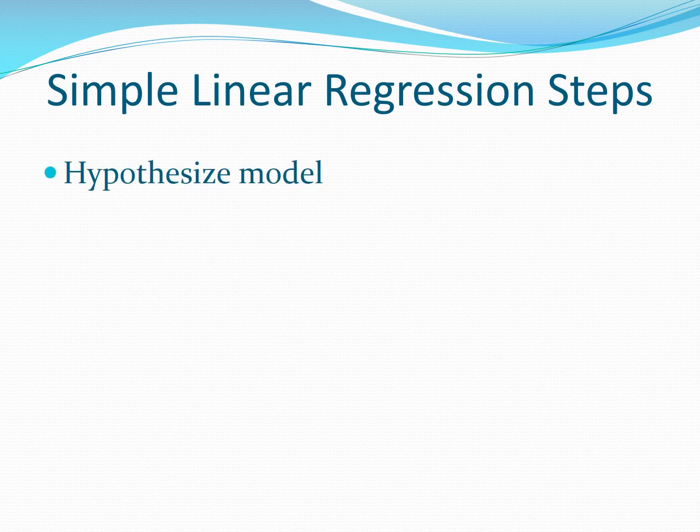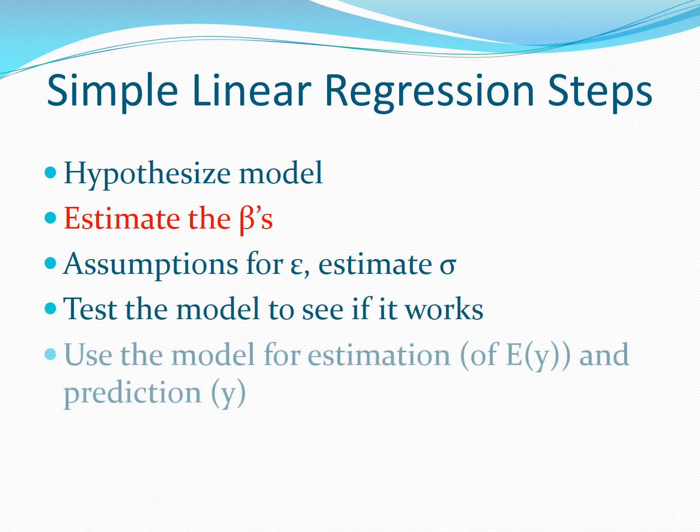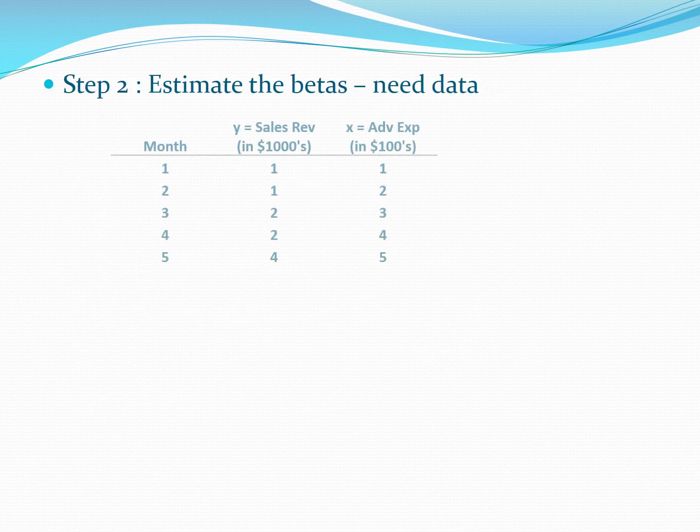In this video, I want to go through and talk about the second step in the regression analysis. We're going to take a look at estimating the betas. We've hypothesized a straight line relationship between y and x, and now we want to figure out how do we find the best fitting relationship to those data points. How do we know what the betas are in the model that we're hypothesizing? In order to do that, let's take a look at our example.